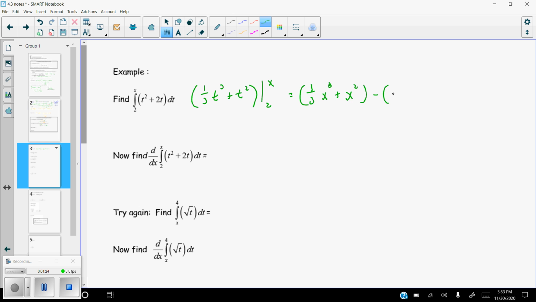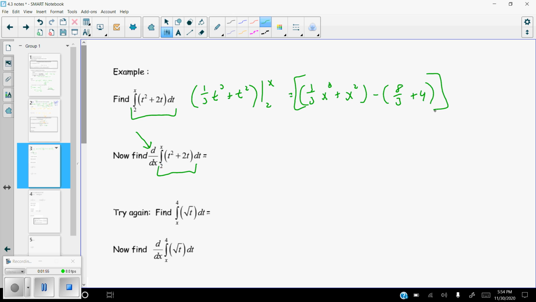So we're going to get, let's see, 1/3 times 2 cubed is 8/3 plus 4. And I'm actually going to leave it like that, and you'll see why in a second. But that would be the integral. Now the next part says what we want to do is we want to take the derivative of the integral we just found. This is what we just found, because that is this right here. So that means I want to take the derivative of all of this.